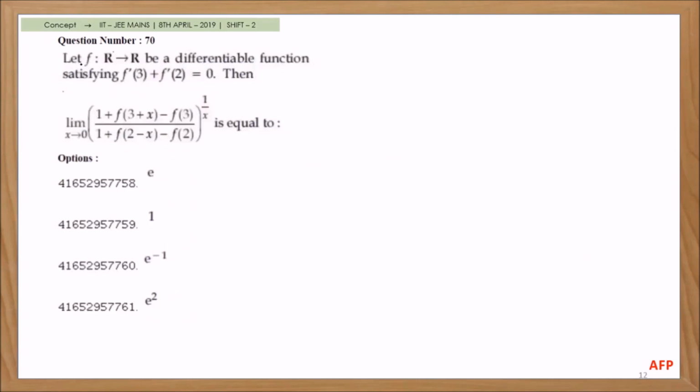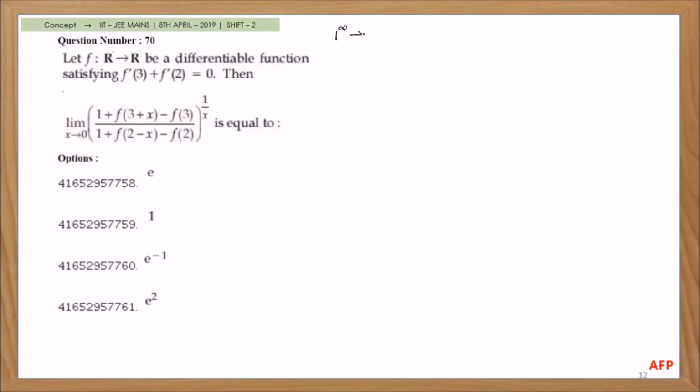Next problem. f from R to R is a differentiable function satisfying this condition, f dash of 3 plus f dash of 2 is equal to 0, and the limit value is what they are asking you. So it is 1 raised to infinity. If you substitute x is equal to 0, these two will get cancelled. If you substitute 0, the denominator also gets cancelled. It is 1 raised to infinity form. So 1 raised to infinity form we are having.